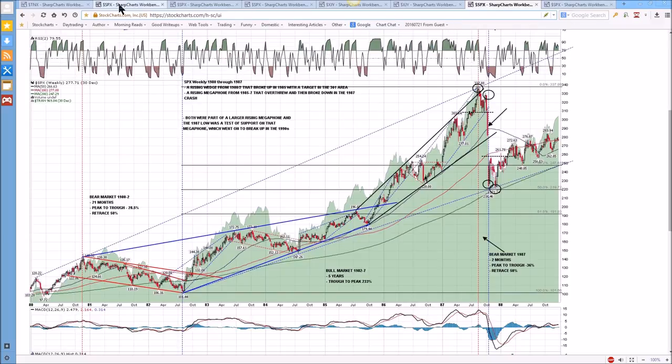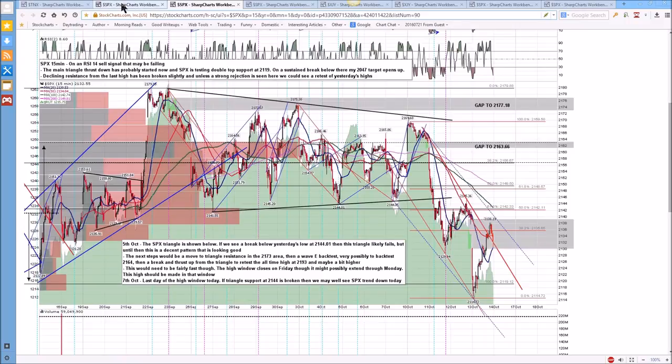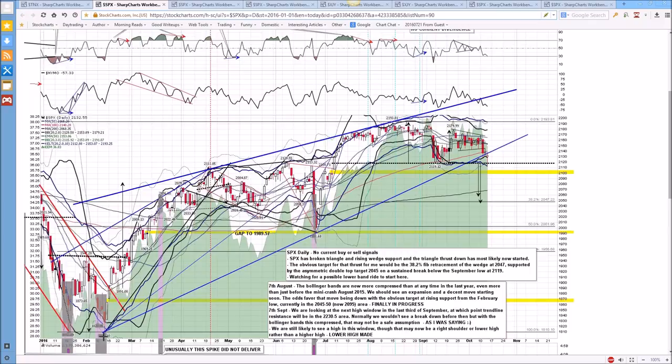And actually, I've got a good example of that. Hang on one second. Right, I was showing one today on the SPX daily chart, and I was saying this rising wedge, which is from the February low, has just broken down today.